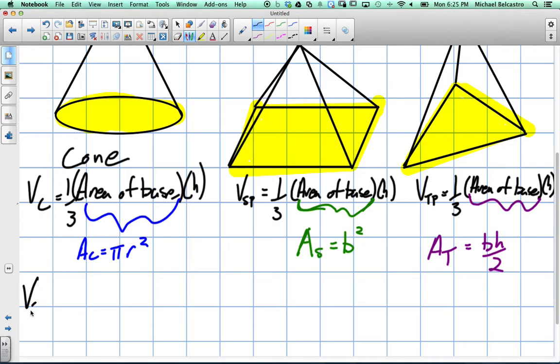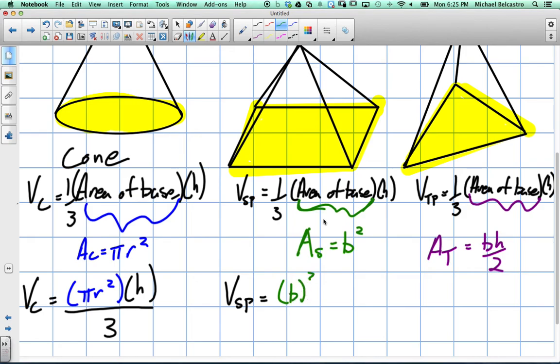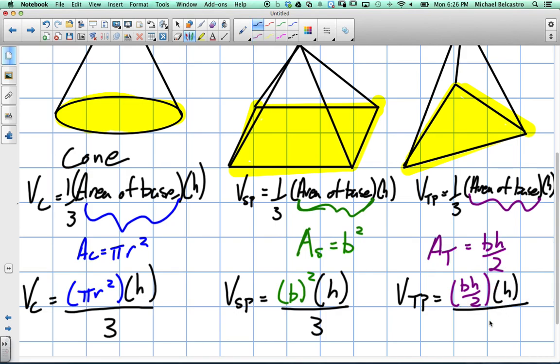We'll say volume of the cone is equal, and in this version I'll divide by 3. I'm going to write the area of the base, which is our pi r squared, times the height, and then divided by 3. Here, the volume of the square base pyramid is equal to b squared times the height divided by 3. And then the volume of the triangular base pyramid is equal to, this part looks a little funny, but b times h, base times height, divided by 2, times the height, divided by 3. So that's the only difference in any of those formulas there.